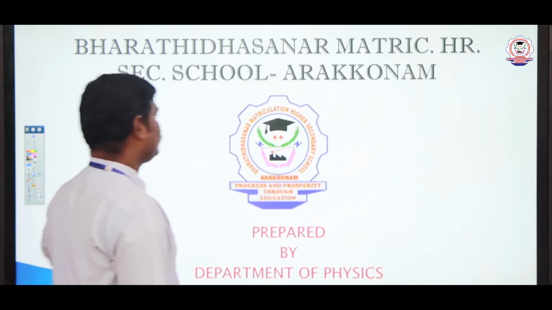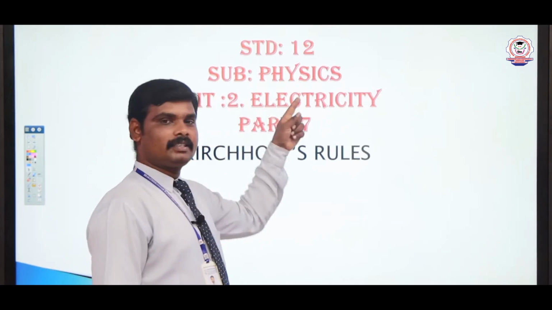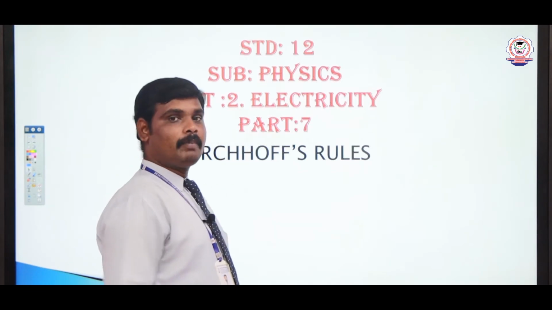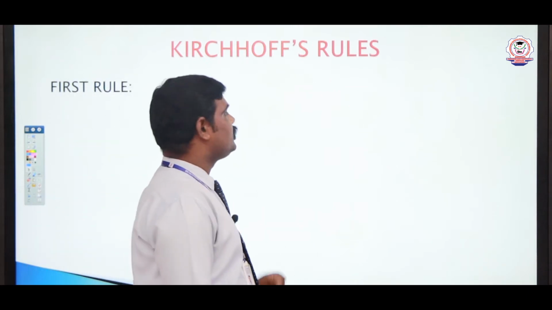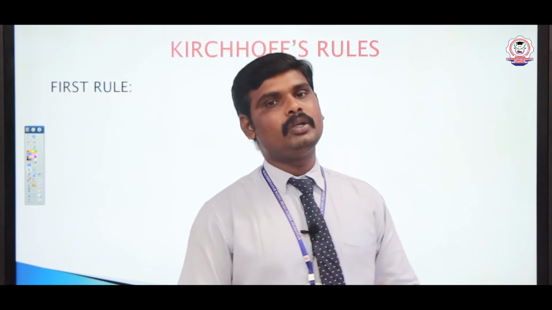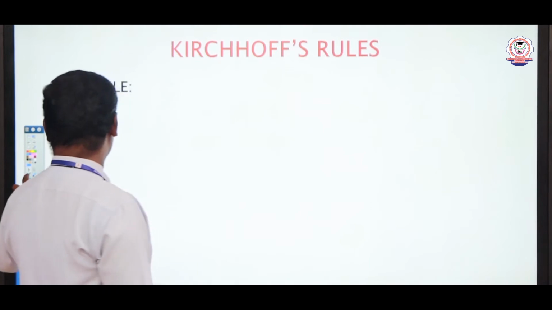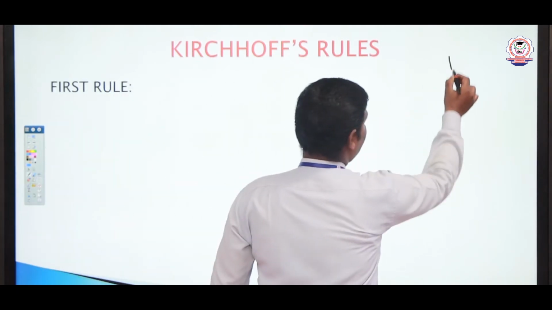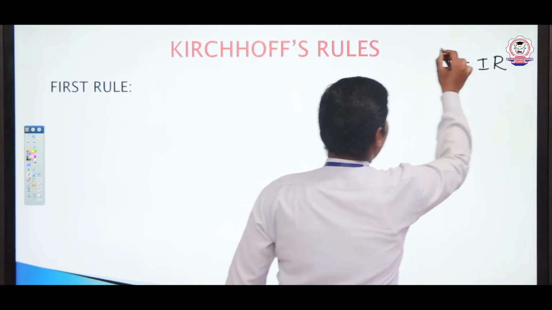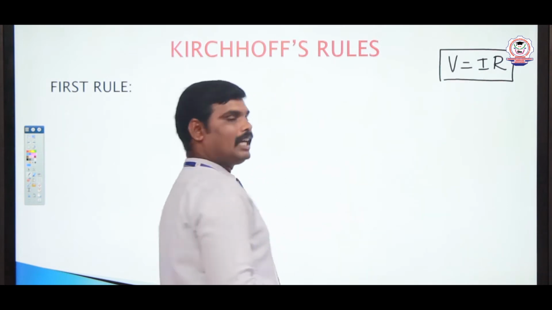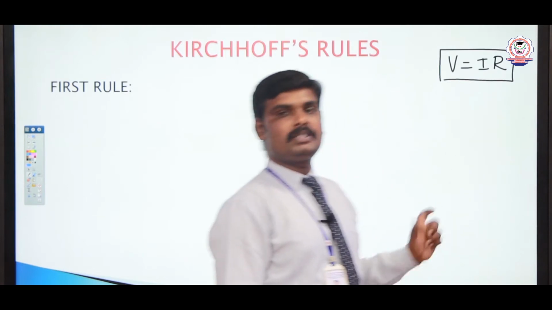Today I am going to take a new topic from the 12th standard physics, second unit electricity, part 7, the Kirchhoff rules. The Kirchhoff rules are used to find out the current and the voltage. But you know very well the Ohm's law. The formula for Ohm's law is V equal to IR. By using this formula we can find out voltage, current and resistance for a given simple circuit.